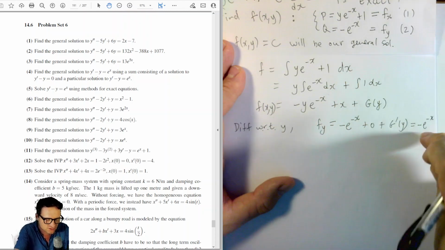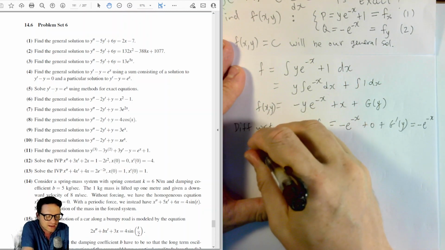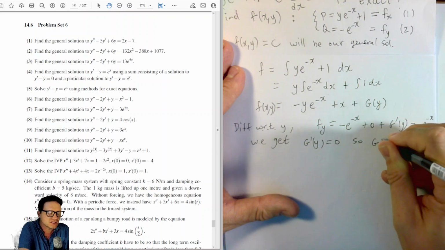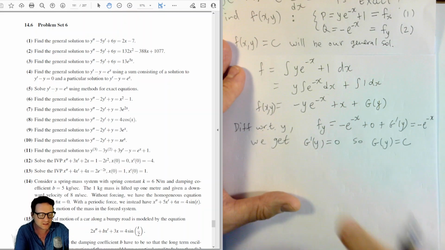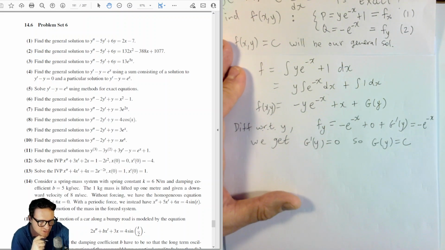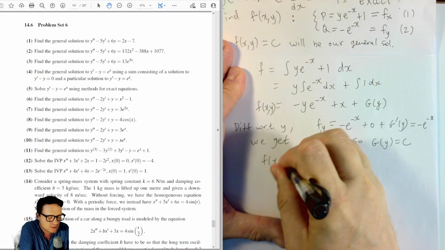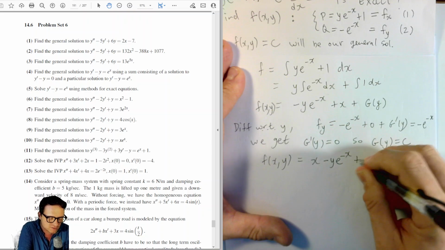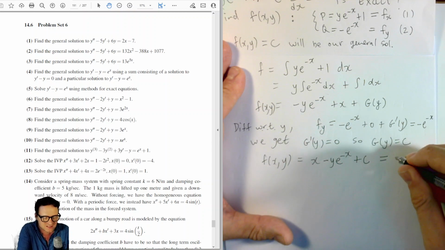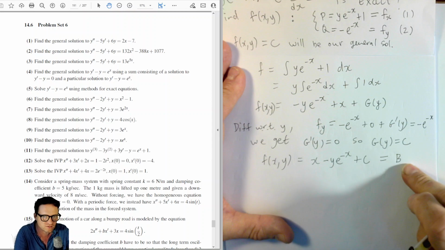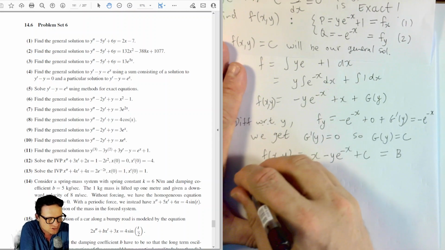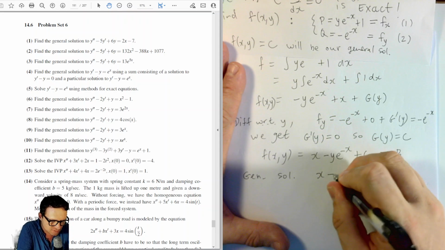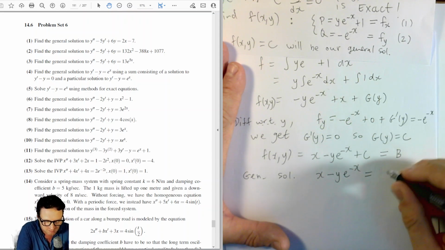Okay, and you can clearly see that these two terms vanish in this equation. So we get g dash of y is 0, so g of y is just a constant. Integrating this, we get a constant. Okay, well that's pretty easy here. So that tells us then that f of x and y is x minus y e to the minus x, and then plus a constant. Now this is equal to another constant, say b, in our general solution, and so if we take this over, we get yet another constant, and so our general solution looks like x minus y e to the minus x is equal to b minus c, which let's just call that d.